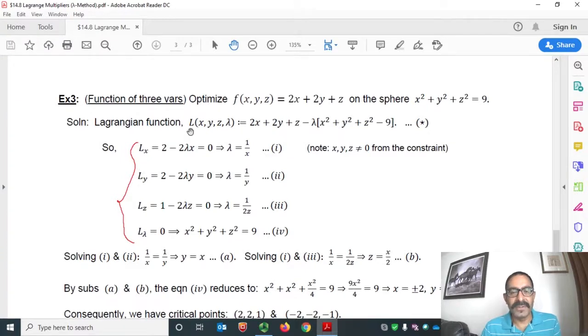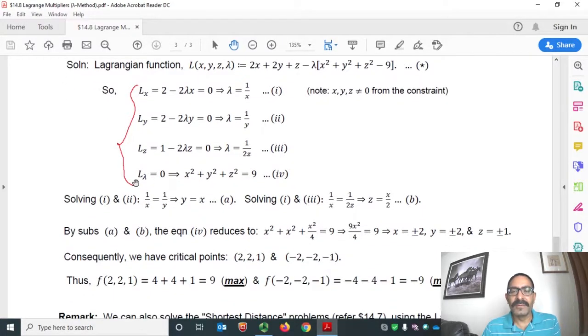Define the Lagrangian function. L equals the objective function minus lambda times this constraint. Then take this bunch of partial derivatives here. Lx set equal to 0 gives lambda equals 1 over x, equation 1. Similarly, the partial derivative of L with respect to y set equal to 0 gives us equation 2. Similarly, the partial derivative of L with respect to z set equal to 0 gives us equation 3. Similarly, the partial derivative of L with respect to lambda set equal to 0 gives you this constraint curve, equation 4.